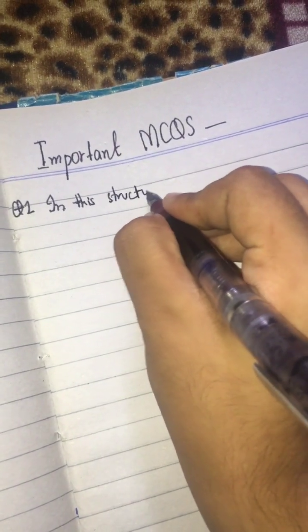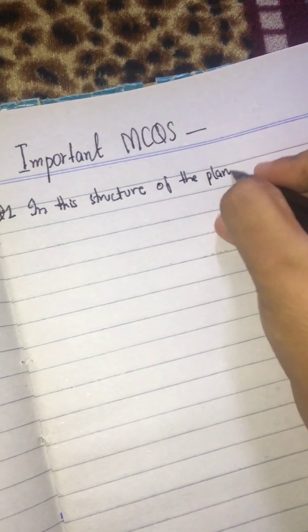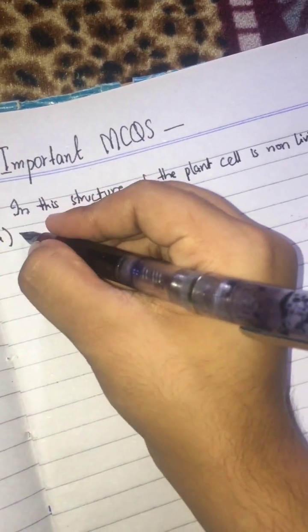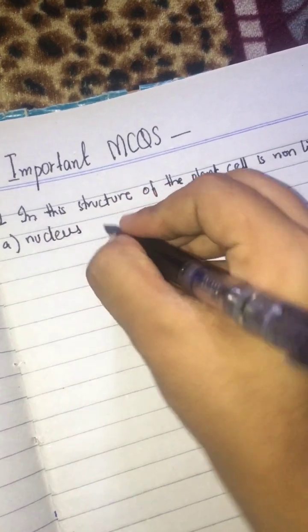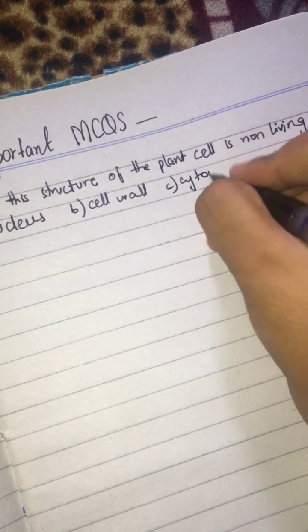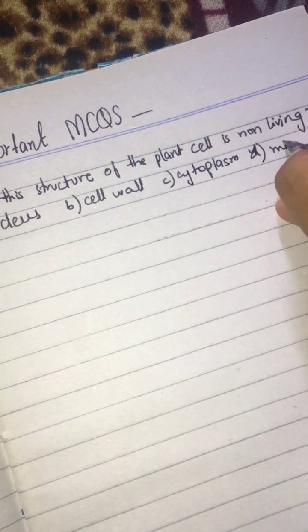In this structures of the plant cell is non-living. So this is the first MCQ. Let's take what are the given options. First one nucleus, second is cell wall, third one is cytoplasm, fourth D is mitochondria. I will also explain all these MCQs to you.